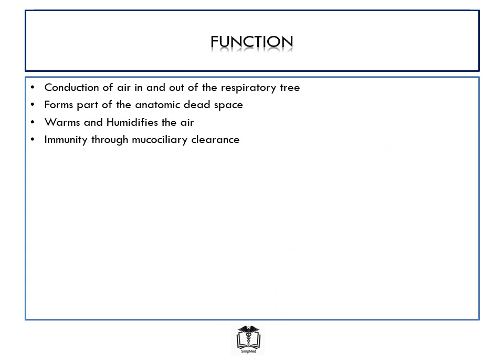There are four major functions of the trachea. This includes the conduction of air in and out of the respiratory tree. They help in forming part of the anatomic dead space. They help in warming and humidifying the air that we breathe. And then the trachea has an important mechanism for immunity known as the mucociliary clearance mechanism.